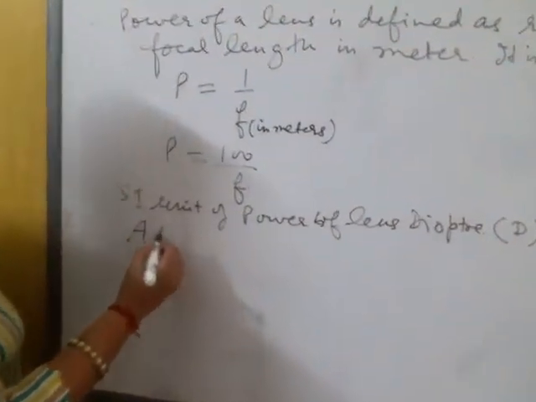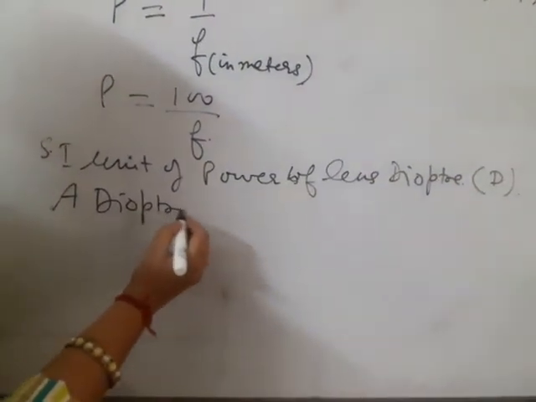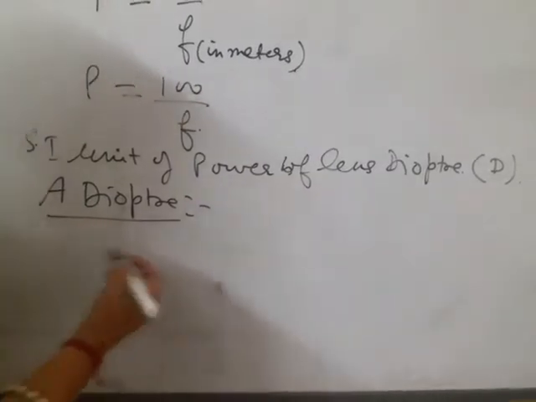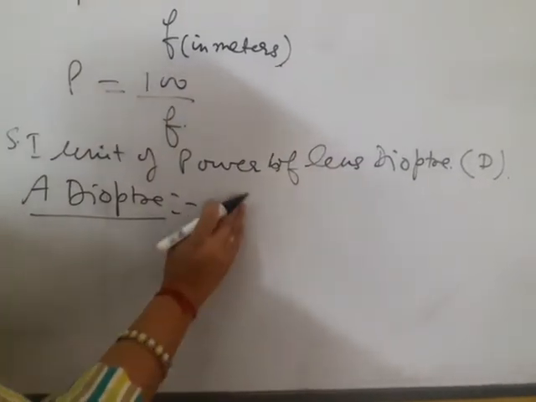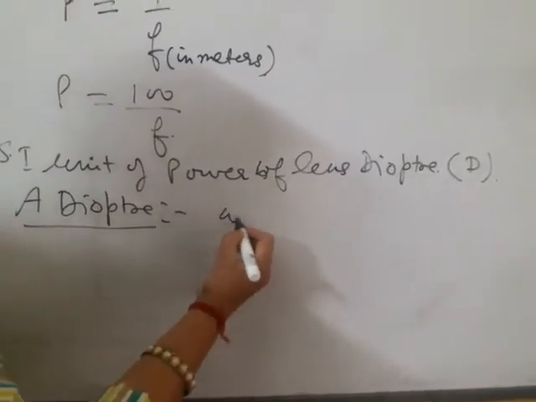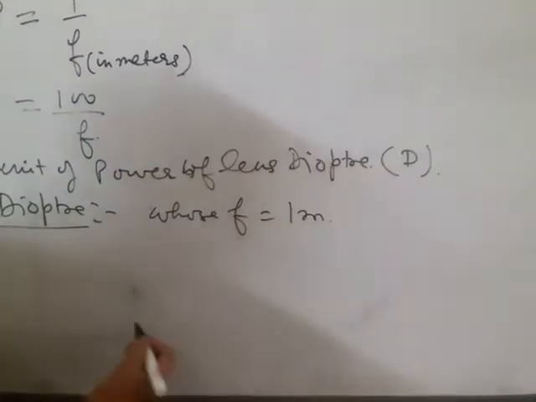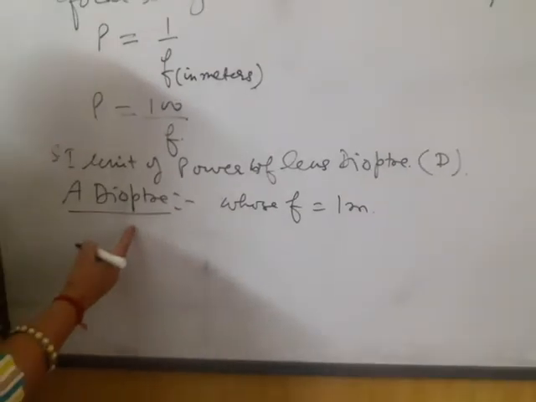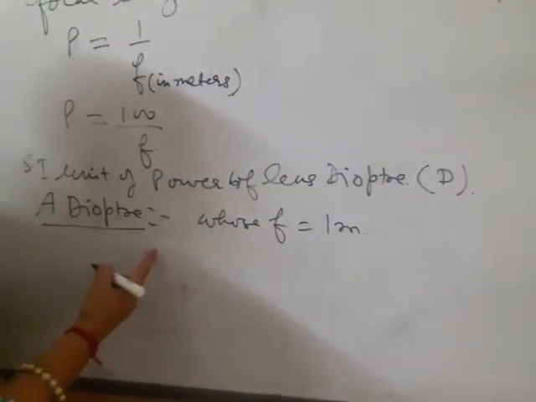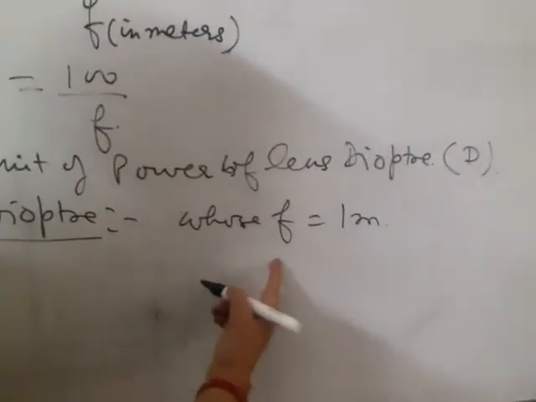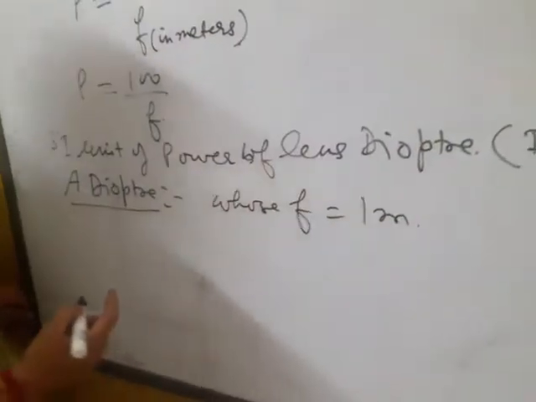Now what is a diopter? A diopter is the power of a lens whose focal length is equal to 1 meter.